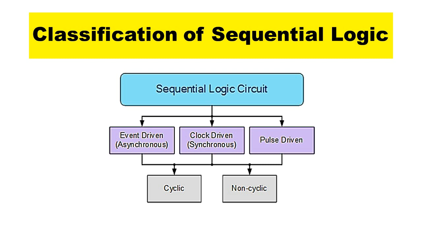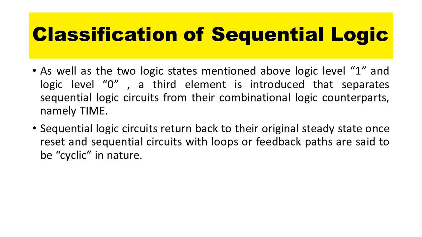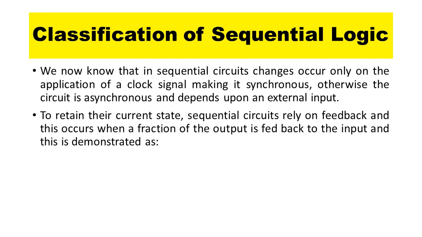As well as the two logic states mentioned above, logic level 1 and logic level 0, a third element is introduced that separates sequential logic circuits from their combinational logic counterparts, namely time. Sequential logic circuits return back to their original steady state once reset, and sequential circuits with loops or feedback paths are said to be cyclic in nature. We now know that in sequential circuits, changes occur only on the application of a clock signal, making it synchronous; otherwise, the circuit is asynchronous and depends upon an external input.